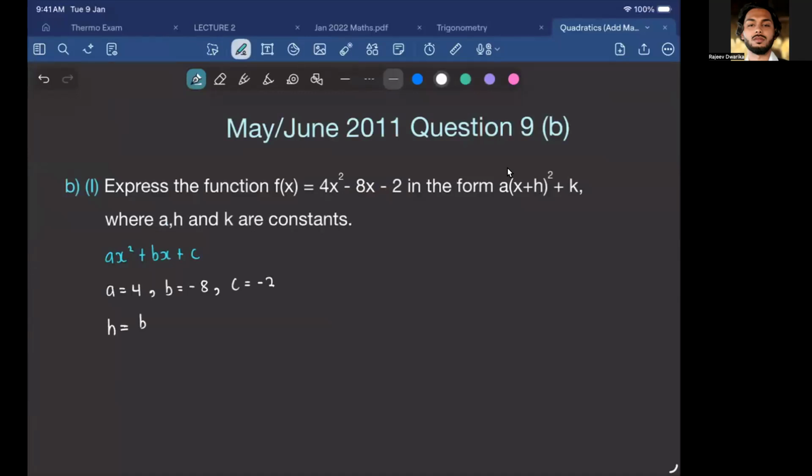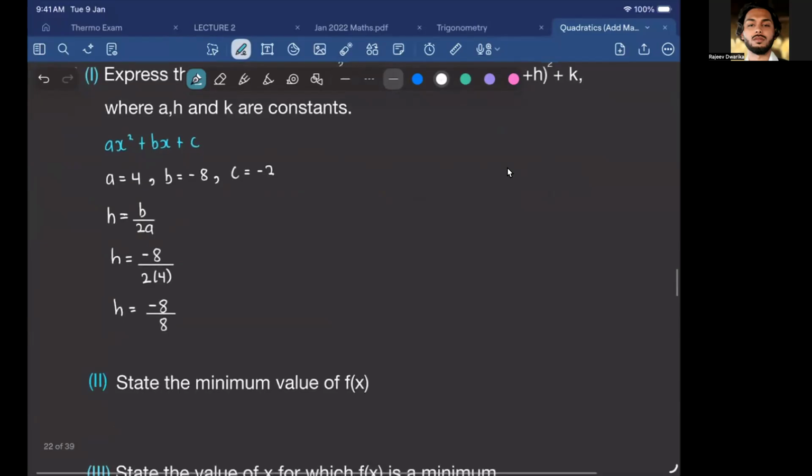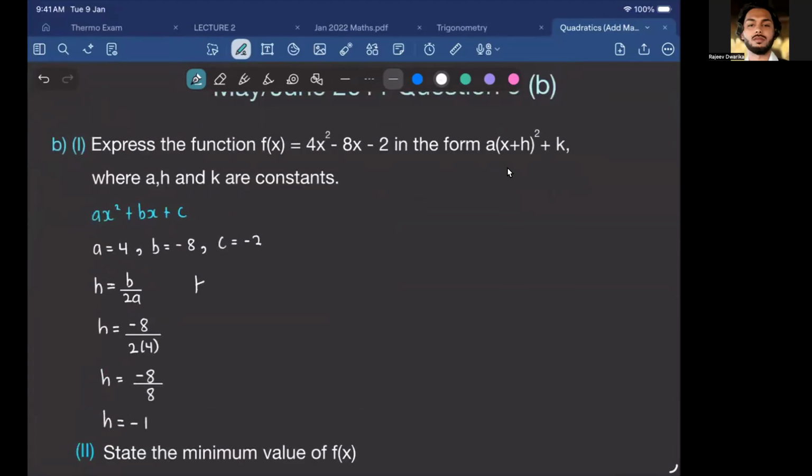Put down the formula for H. H is equal to negative B over 2A, yes, right? So H would be equal to negative B. B is minus 8, right? A is 4. So we end up with minus 8 all over 8. What's negative 8 over 8? Negative 1. Perfect.